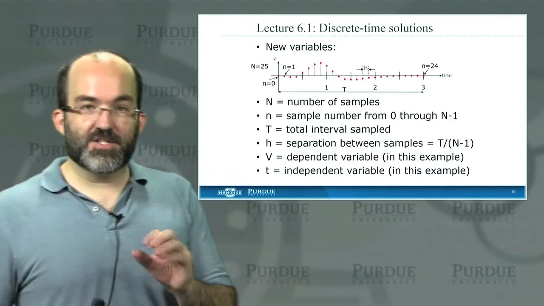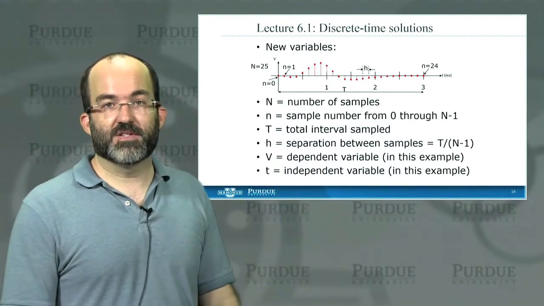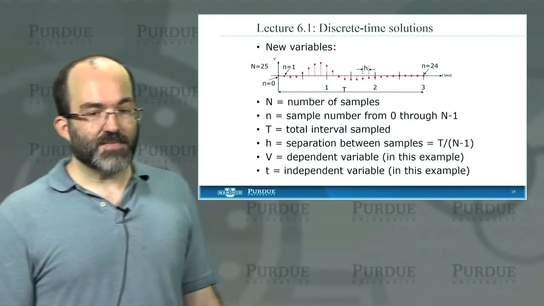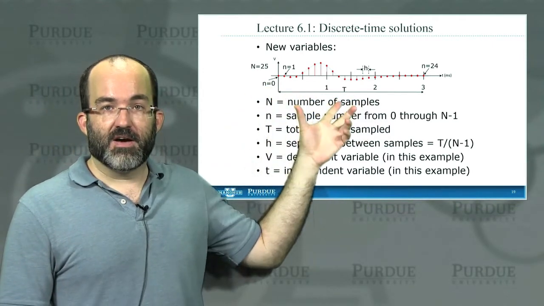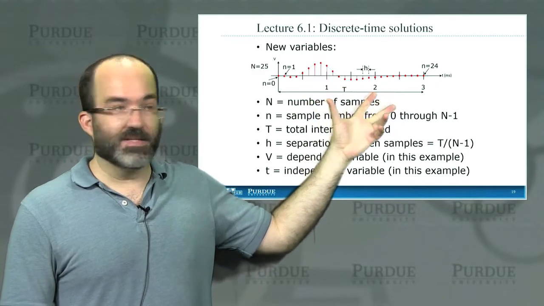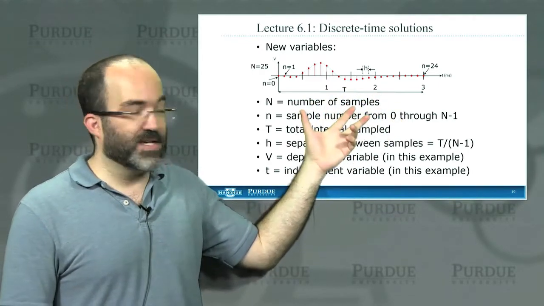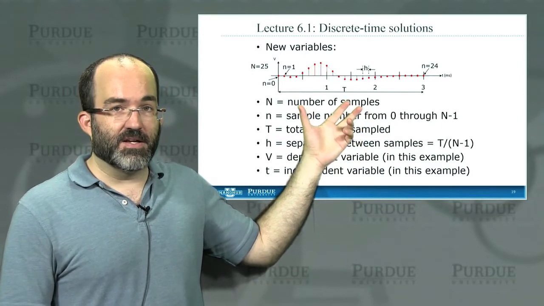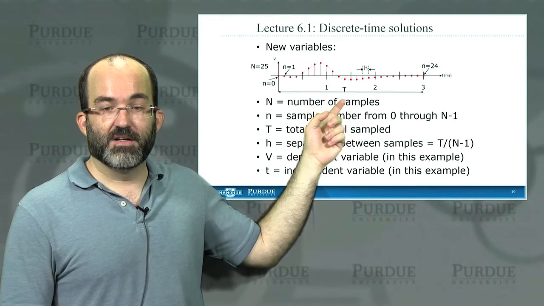But before we get there, let's talk about some new variables that we need to introduce in order to be able to solve equations numerically. So if we wish to arrive at a solution over a particular length of time in this case, but it can be time, it can be distance, it can be any independent variable. But in this case, it's a particular length of time. That length of time that we're interested in solving over, we're going to call capital T.